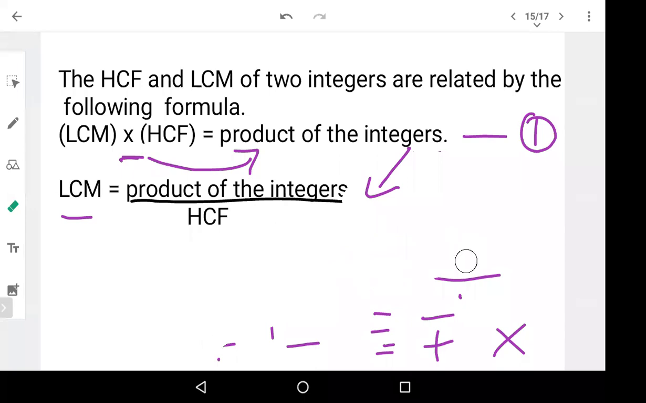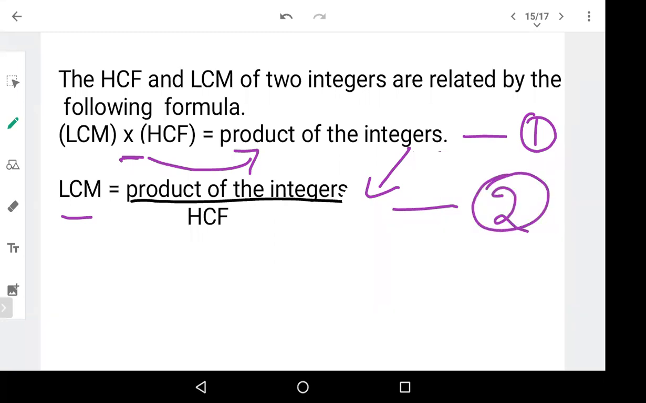Now here, what has happened? I have changed multiplication to the other side, so it becomes division. So HCF comes down. So product of integers divided by HCF. This is the second formula. You can either use the first or the second formula to solve the problems. Everybody understood?